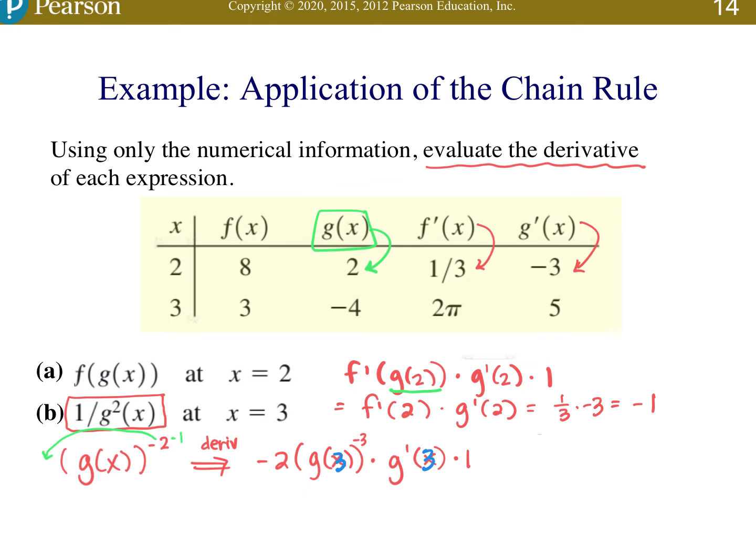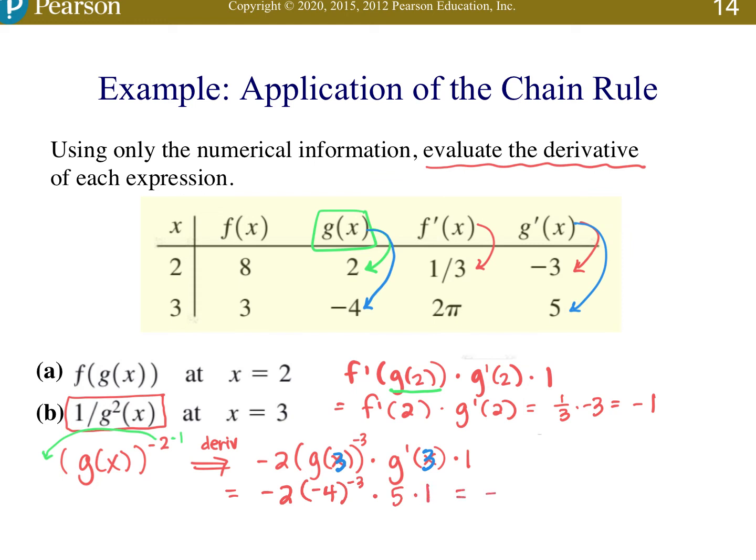Okay, so now we want to know what the value of g of 3 is. So you're going to start with that value right there. And so the g value at 3 is going to be this one now. That would be -4, and that is raised to the -3. And then there's still a -2 out in front. And then g prime at 3, that's this one. So that would be multiplied by 5, and then multiplied by 1.